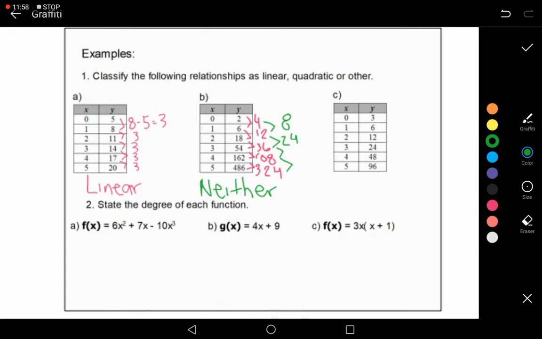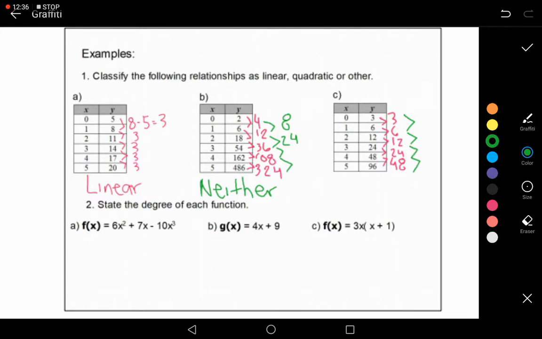Okay, last example here. And this is something that will come back up a couple times throughout the year. Okay, so same thing. 6 minus 3, 3. 12 minus 6, 6. 24 minus 12 is 12. 48 minus 24 is 24. 96 minus 48 is 48. So again, those first differences aren't the same, so I'm going to move on and do my second differences.